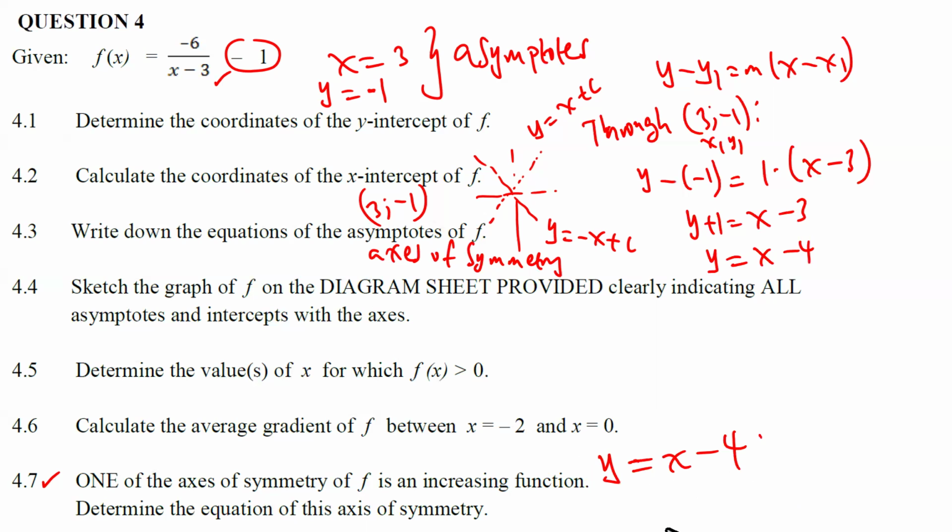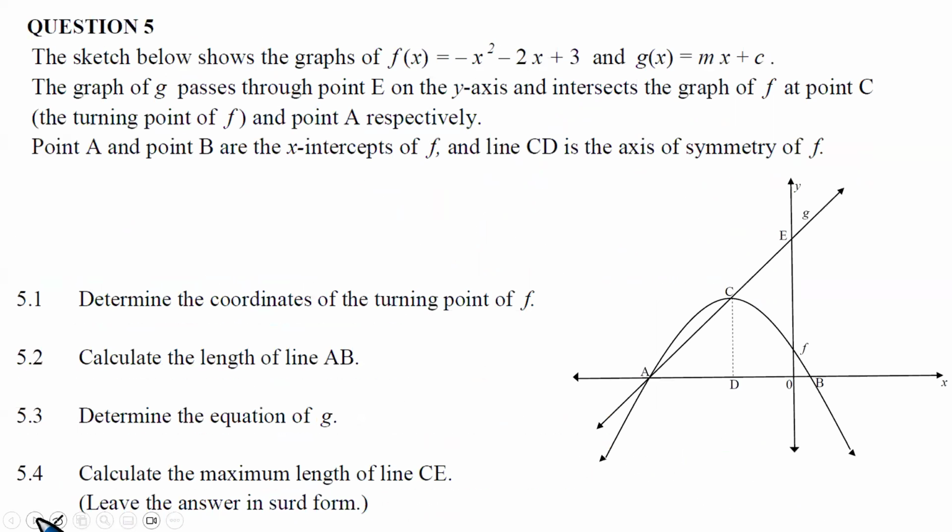Okay, let's look at the next question. We are cruising to finish this paper. The next question is on graphs and functions. We've had the rectangular hyperbola, but we also have the parabola graph. The graph below shows the graphs of f of x equals minus x squared minus 2x plus 3 and g of x equals mx plus c. The graph of g passes through point E on the y-axis and intersects the graph of f at point C, the turning point of f, and point A respectively.